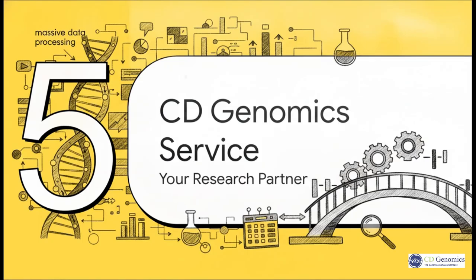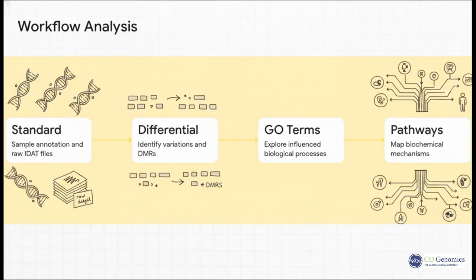That perfectly tees up Section 5, the CD Genomics 270K service, your research partner. So, knowing the physical power of this hardware, how do researchers actually implement it without their bioinformatics teams drowning in terabytes of raw data? Having the 270K array as a resource is amazing, but unlocking its insights requires a serious engine. This is where the CD Genomics Methylation Screening Array 270K service seamlessly steps in to handle these massive studies.